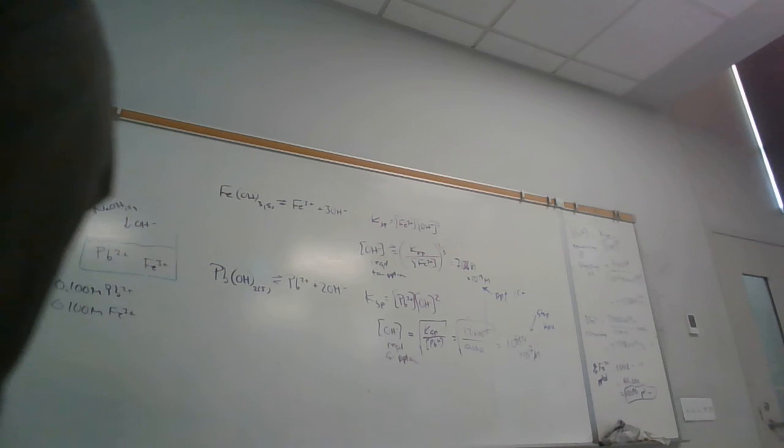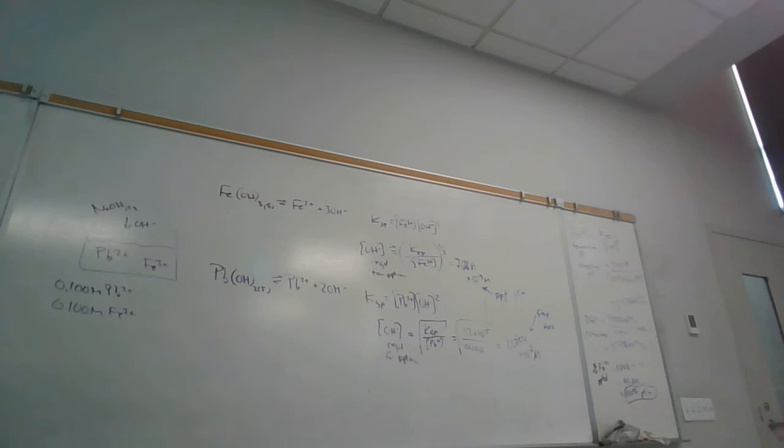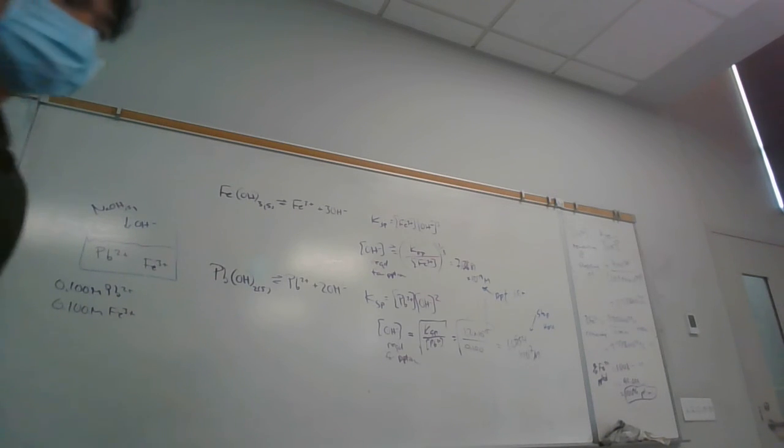So this would be a very effective separation. We could very effectively separate lead from iron 3 by using hydroxide. We would get practically all the iron out and just leave the lead in solution. Okay, is that good?